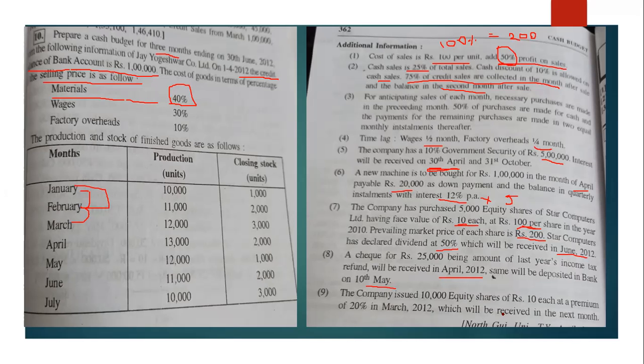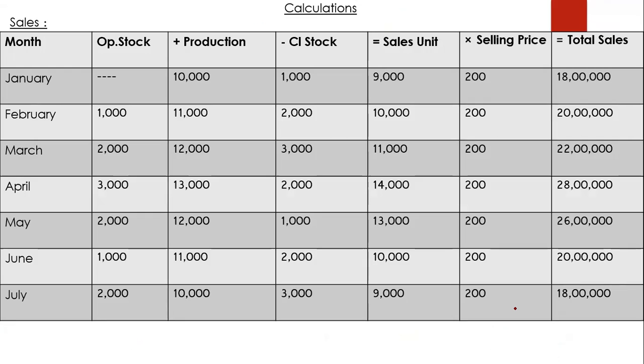Okay. So now let's start with the calculations when we go for the cash budget. So first we have to find out the sales. So now first we will look at the formula of sale. Here I have mentioned first the month. Now to find out the sale, we have to find out opening stock plus production minus closing stock is equal to sales unit. We multiply it with the selling price so we can get the total sale.